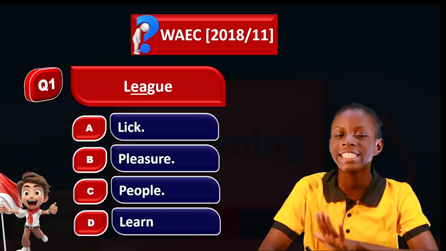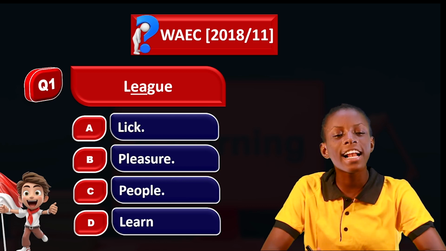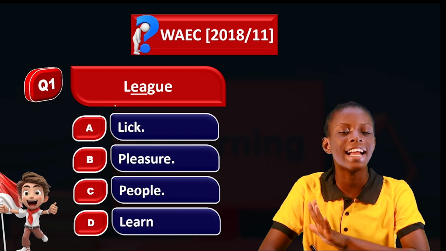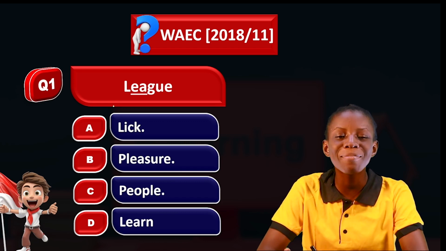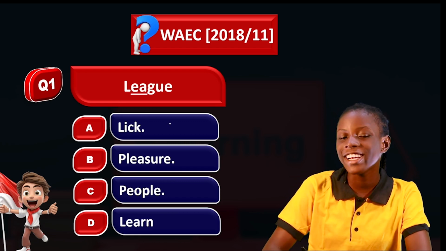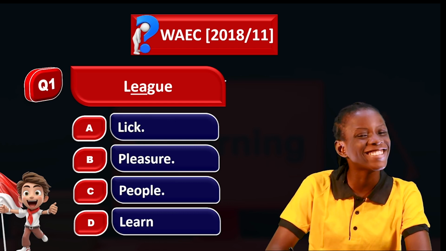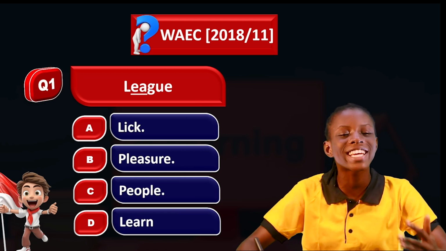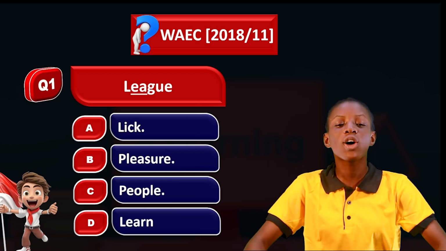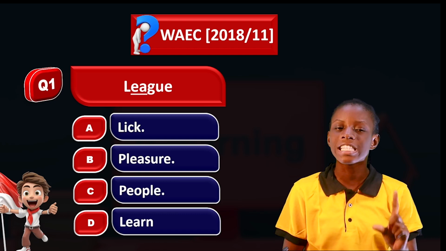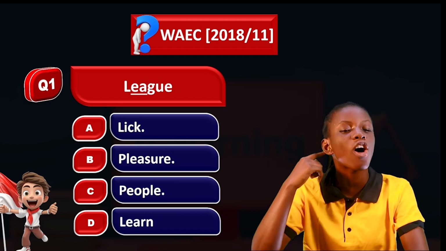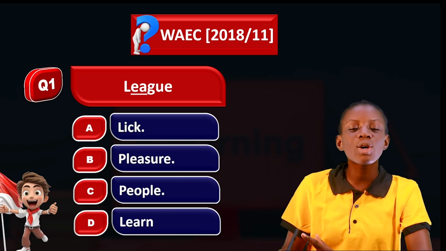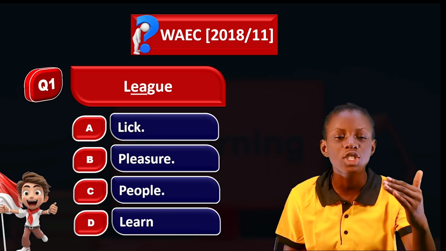Remember, the given word is leak, and the options are leak, pleasure, people, and learn. So our answer is option... not yet. Remember, we have to transcribe because transcription gives us verification. It is best we transcribe so that we can auditorily and visually see our answer. So we're going to transcribe from our given word to our options.